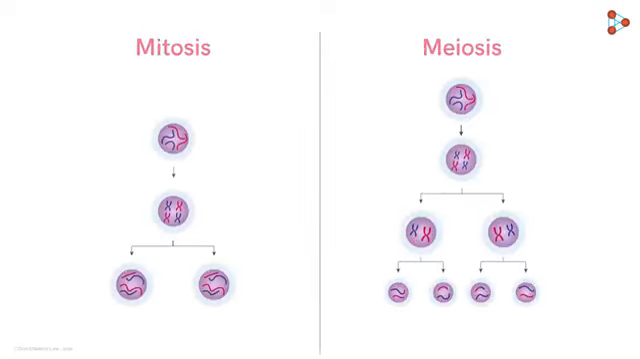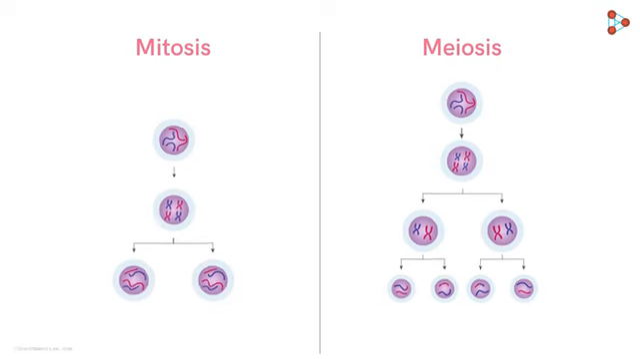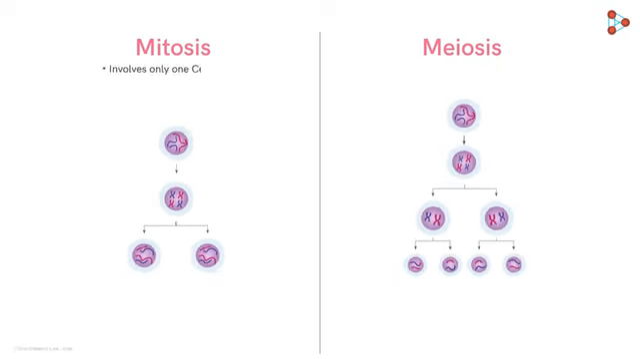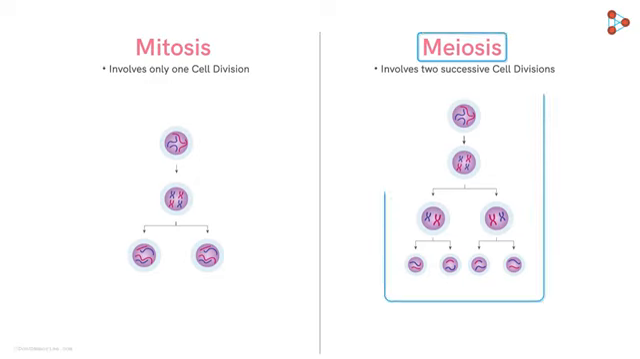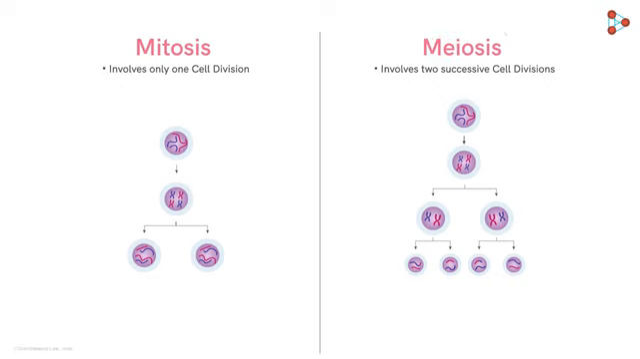Have a look at these images. Observing this image, we can easily notice the most basic differences between the two. Let's begin noting down each difference individually. The first on the list is that mitosis has only one cell division, while meiosis involves two successive cell divisions. That simply means mitosis is a single-step division, while meiosis is a two-step division. And this results in meiosis having two phases, namely meiosis 1 and meiosis 2.